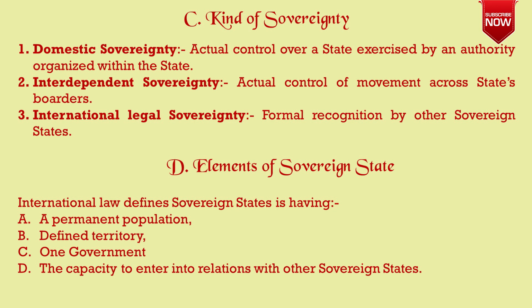Now, what are the elements of a sovereign state? International law defines sovereign states as having a permanent population, defined territory, one government, and the capacity to enter into relations with other sovereign states.